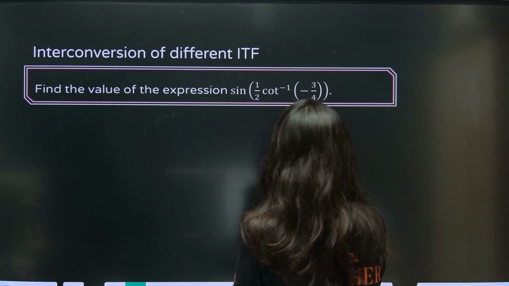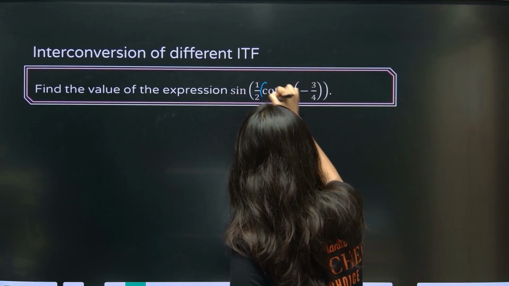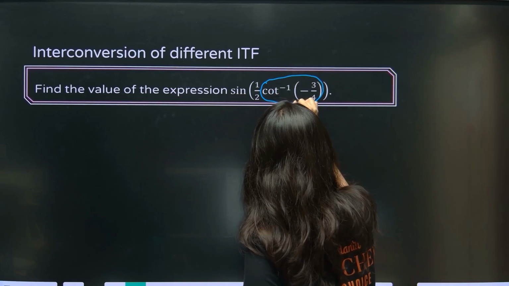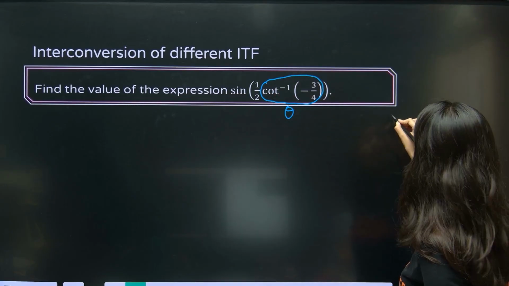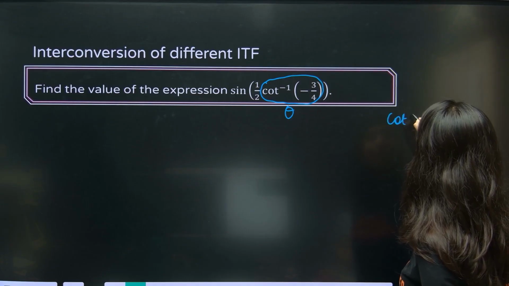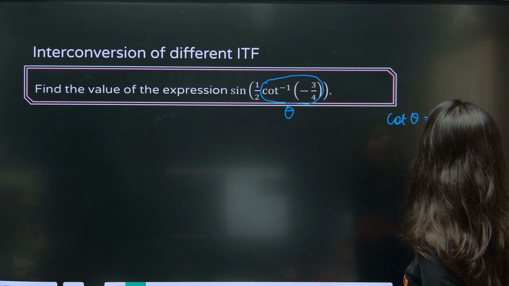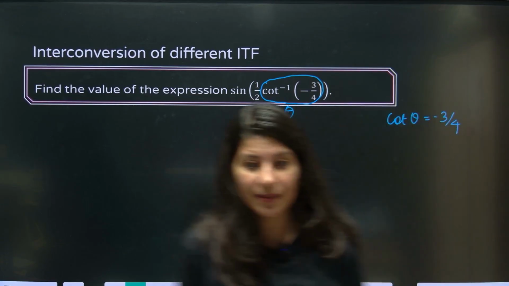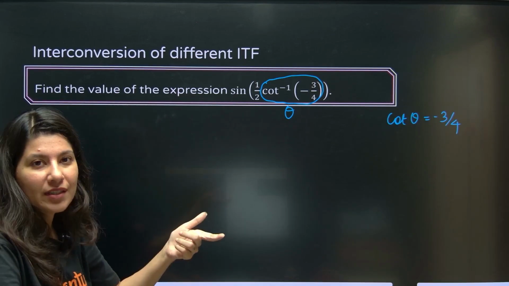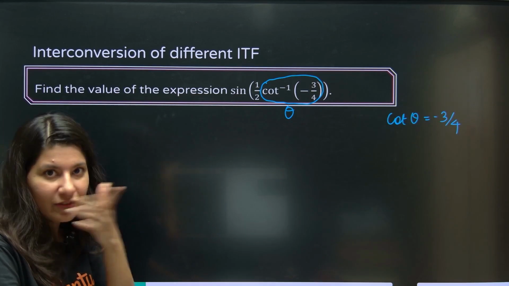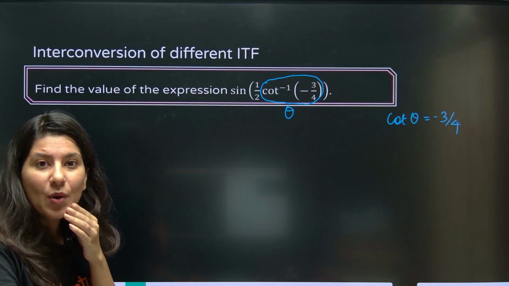So now over here you are going to take this as theta. So cot theta is minus 3 by 4. And you know what? This is inverse. So now cot inverse of minus 3 by 4, the output will be in 0 to pi, first and second quadrant. So your answer will be what?